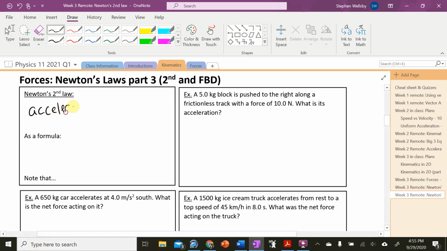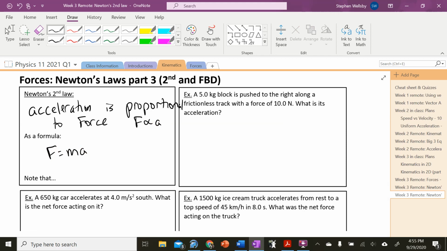Acceleration is proportional to force. We often see this written as just F is proportional to A, but really as a formula, the way that you're most commonly going to see it is just this. This equation is often referred to as Newton's second law.